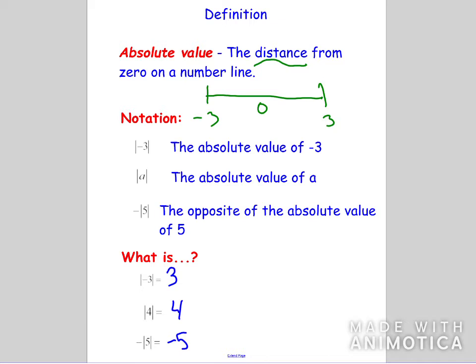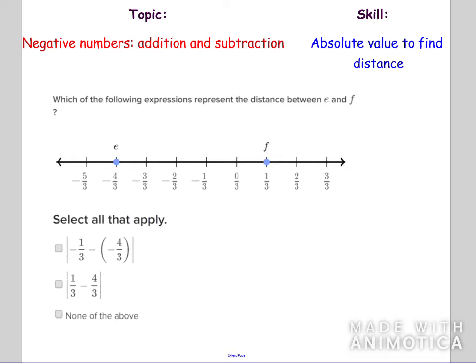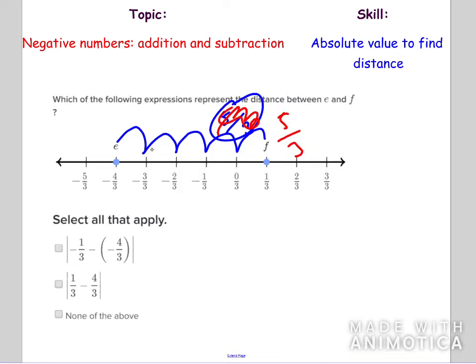Now let's go to the actual problems. Which of the following expressions represents the distance between E and F? If you look here, this is E, this is F, and the distance between them, it looks like we're counting by thirds, is 1/3, 2/3, 3/3, 4/3, 5/3. So we know that the distance between the two numbers is 5/3. Sorry for the messiness. Let me rewrite that in red. 5/3 is the distance between E and F.